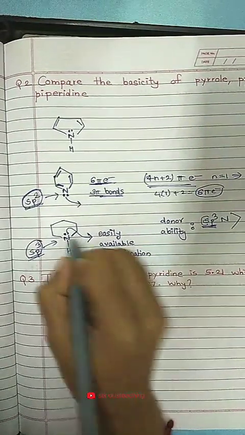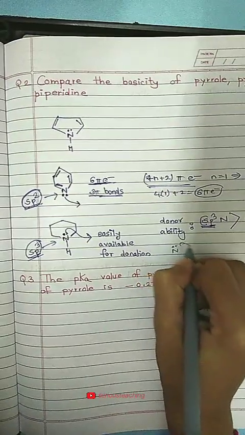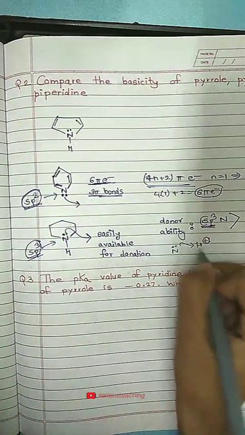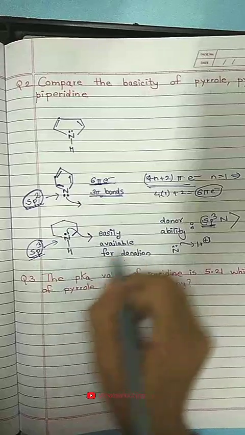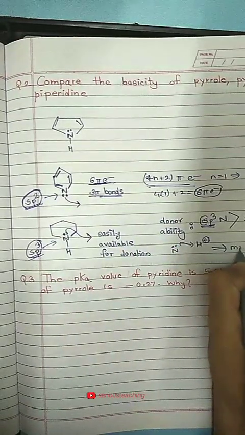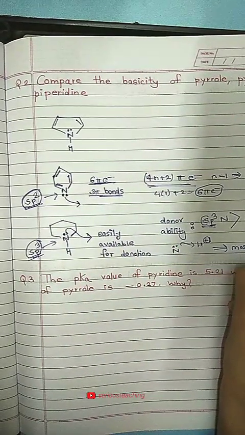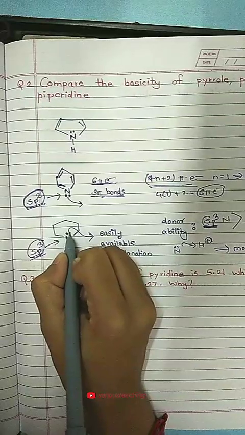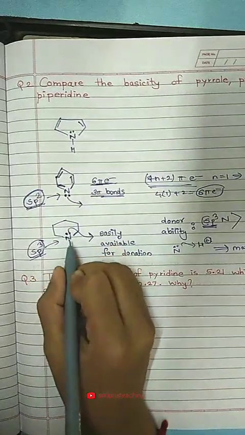And therefore this nitrogen lone pair can easily react with H plus. So this is the most basic. I hope you understood this. This is the most basic because the lone pair of electrons on nitrogen is more easily available.